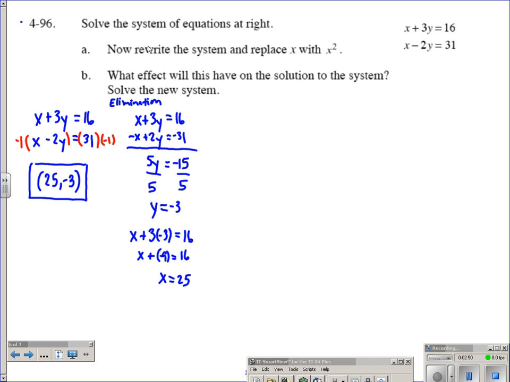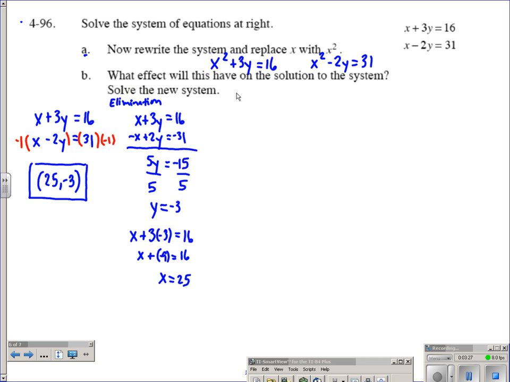So we're looking now at letter A. It says rewrite the system and replace x with x squared. So we're going to take our x plus 3y equals 16, and replace the x with an x squared. So our expression should be x squared plus 3y equals 16. And we're going to do the same thing in the second one. We're going to have x squared minus 2y equals 31.